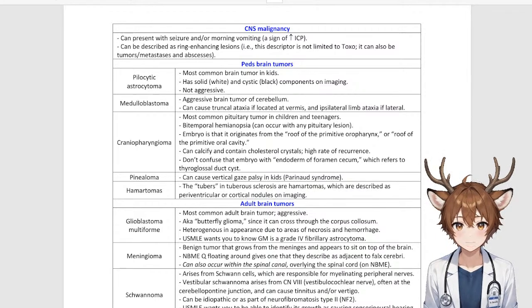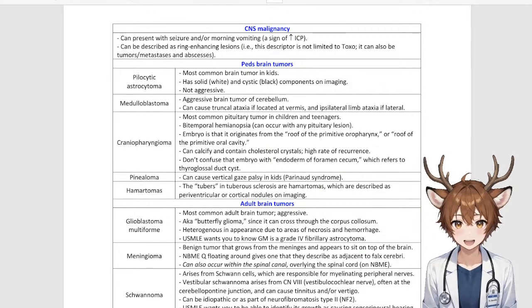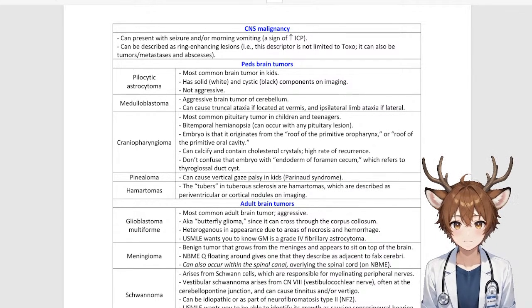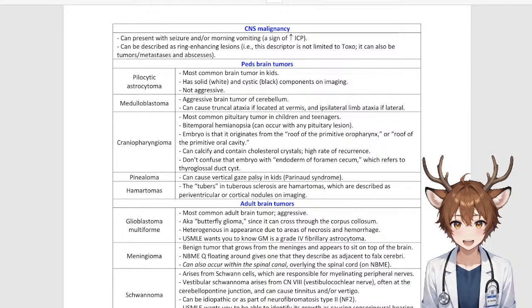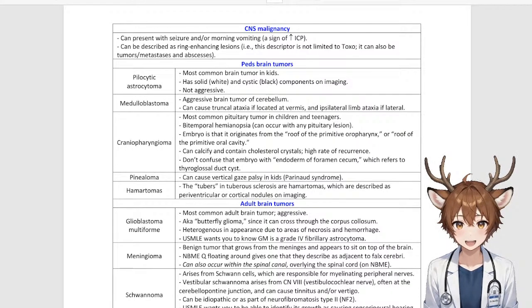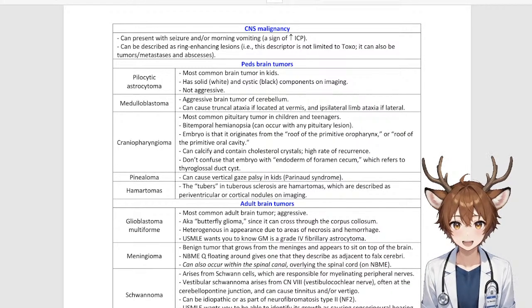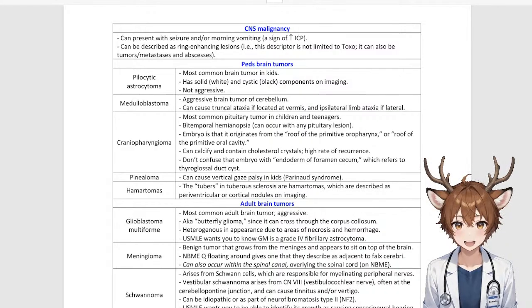CNS malignancy can present with seizure and/or morning vomiting, a sign of elevated intracranial pressure. It can be described as a ring-enhancing lesion, that is to say, this descriptor is not limited to toxo or toxoplasmosis. It can also be used to describe tumors, metastases, and abscesses.